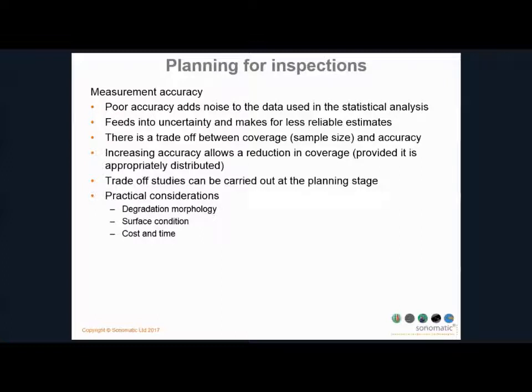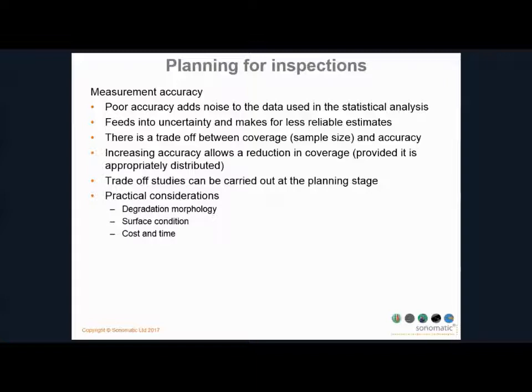Measurement accuracy is also a major consideration. Poor accuracy adds noise to the data, and essentially what that does is it spreads open the distributions typically and makes for greater uncertainty and less reliable estimates. And in general, there's a trade-off between coverage and accuracy.